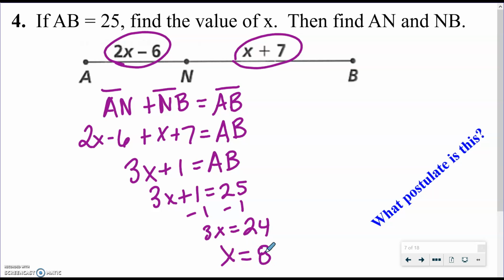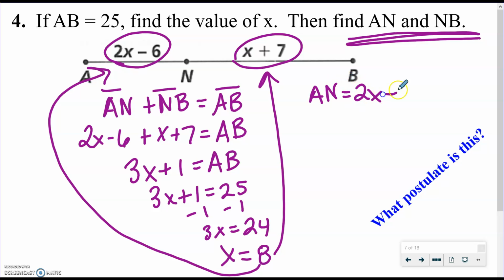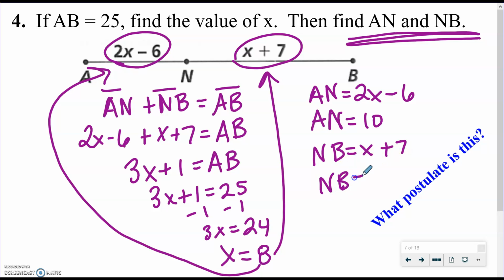Now we are asked to do the second part here. Find the length of AN and NB. So I can take this 8 and plug it back into those up here for x. So I know that AN equals 2x minus 6. So AN is equal to 2 times 8, which is 16, minus 6, which is 10. And I know that NB is x plus 7, so 8 plus 7 is 15. And this is, again, the segment addition postulate.